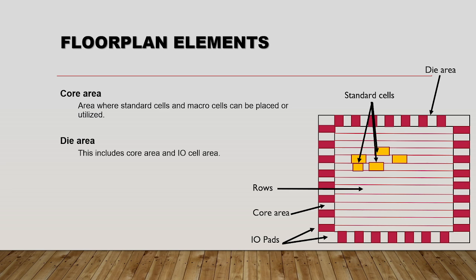And in floor planning, the areas are core area and die area. This is my core area total, where I need to keep the standard cells or macro cells. The die area includes the core area and IO cells. Core area includes the standard cells and macro cells, and the die area includes the total area.